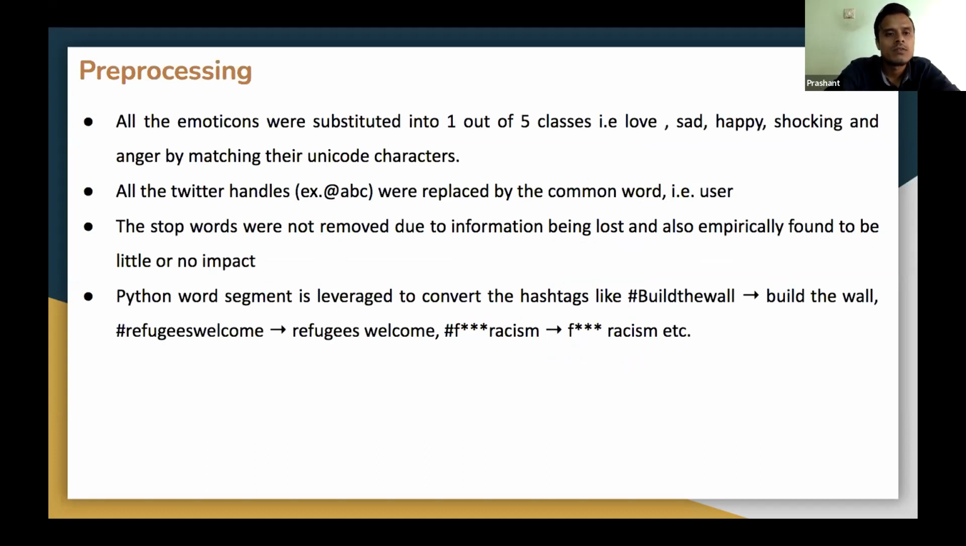To move further, we also pre-processed our datasets and followed certain steps. All the emoticons were substituted with 1 out of 5 classes: the emoticons were substituted with words like love, sad, happy, shocking, and anger by matching their Unicode characters. Similarly, all the Twitter handles were replaced by the common word user. We translated user into a common Hindi word, and the stop words were not removed due to information being lost. Also, empirically, we found that it has little or no impact.